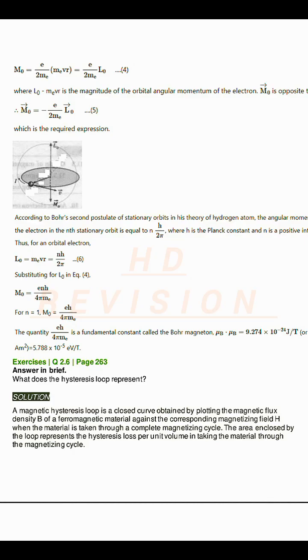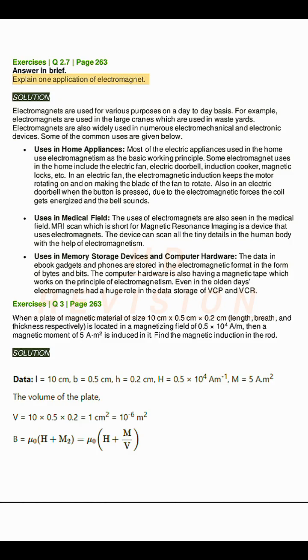Exercises Q2.7, page 263. Answer in brief. Explain one application of an electromagnet. Solution: Electromagnets are used for various purposes on a day-to-day basis. For example, electromagnets are used in the large cranes which are used in waste yards. Electromagnets are also widely used in numerous electromechanical and electronic devices. Some of the common uses are given below.